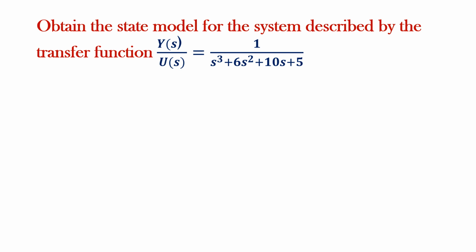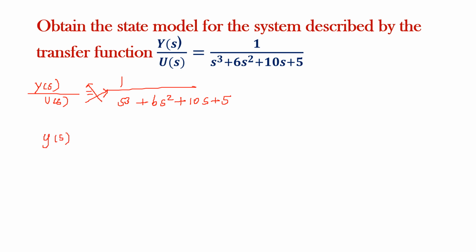Once again, I am going to write the same equation: Y(s) divided by U(s) equal to 1 divided by s cube plus 6s square plus 10s plus 5. Cross multiplying this equation, what is the new equation? Y(s) into s cube plus 6s square plus 10s plus 5 equal to U(s).